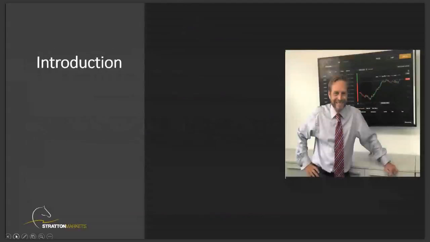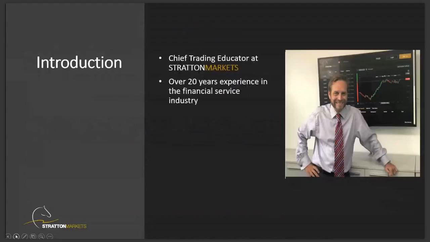With that out of the way, this hairy, wrinkly, sort of pot-belly type individual is myself. Like I said, my name is James Trescothick, and I'm the Chief Trading Educator here at Stratton Markets. I have over 20 years experience in the financial service industry. In fact, I actually started off at the age of 18. I'm now 40, not 50 like some people say, but 40. I actually started off as a mortgage broker, specializing in commercial mortgages and buy-to-let mortgages before moving into pensions and alternative investments. I then got into online trading around about 15 years ago.